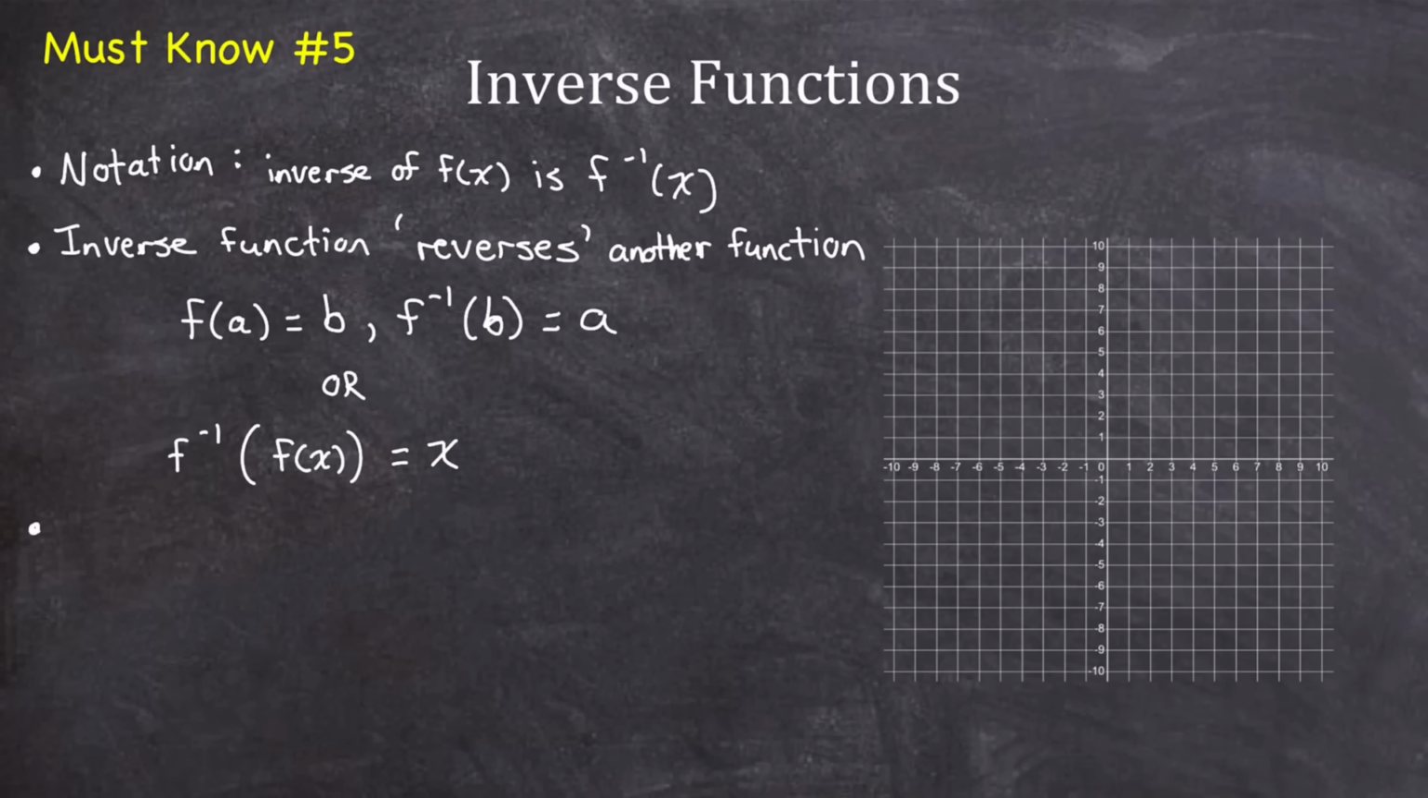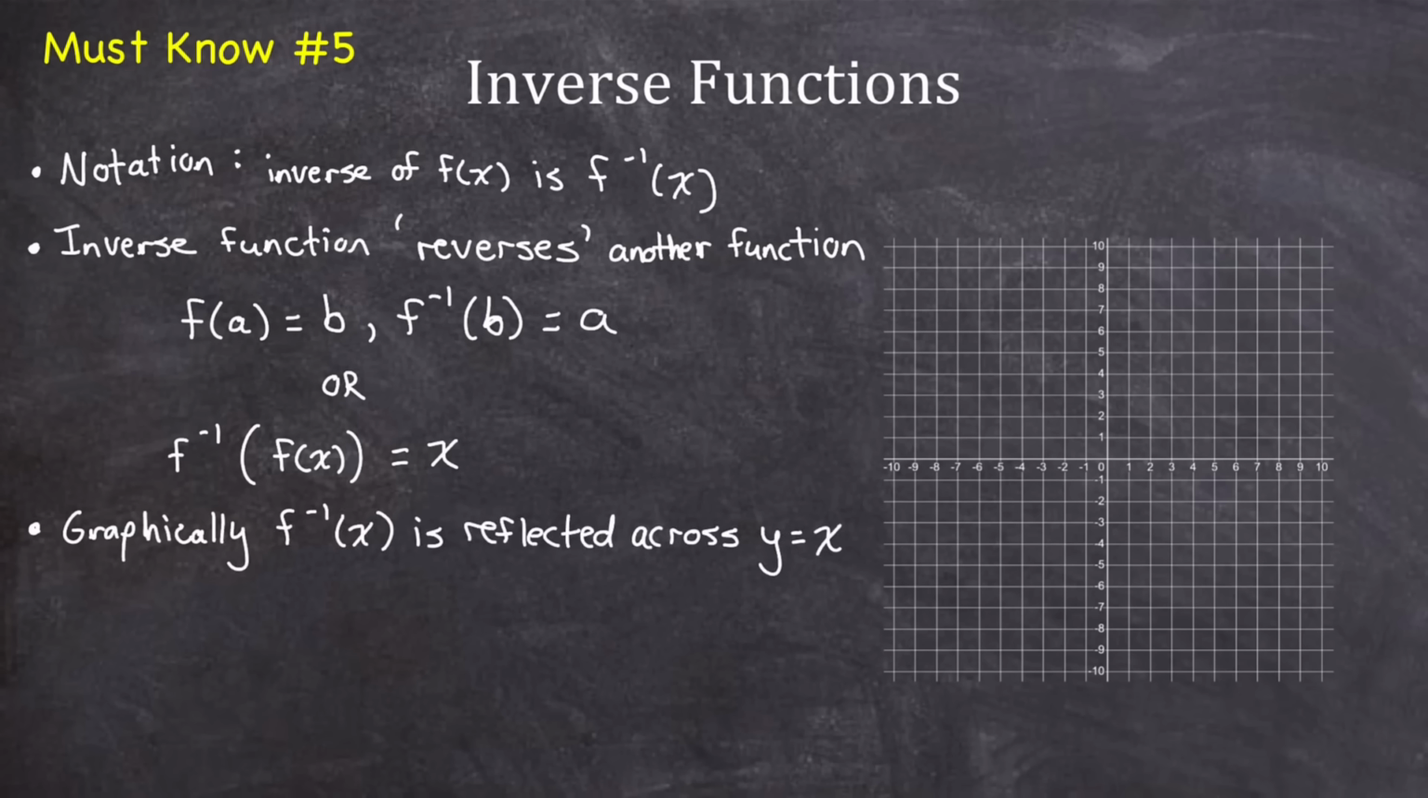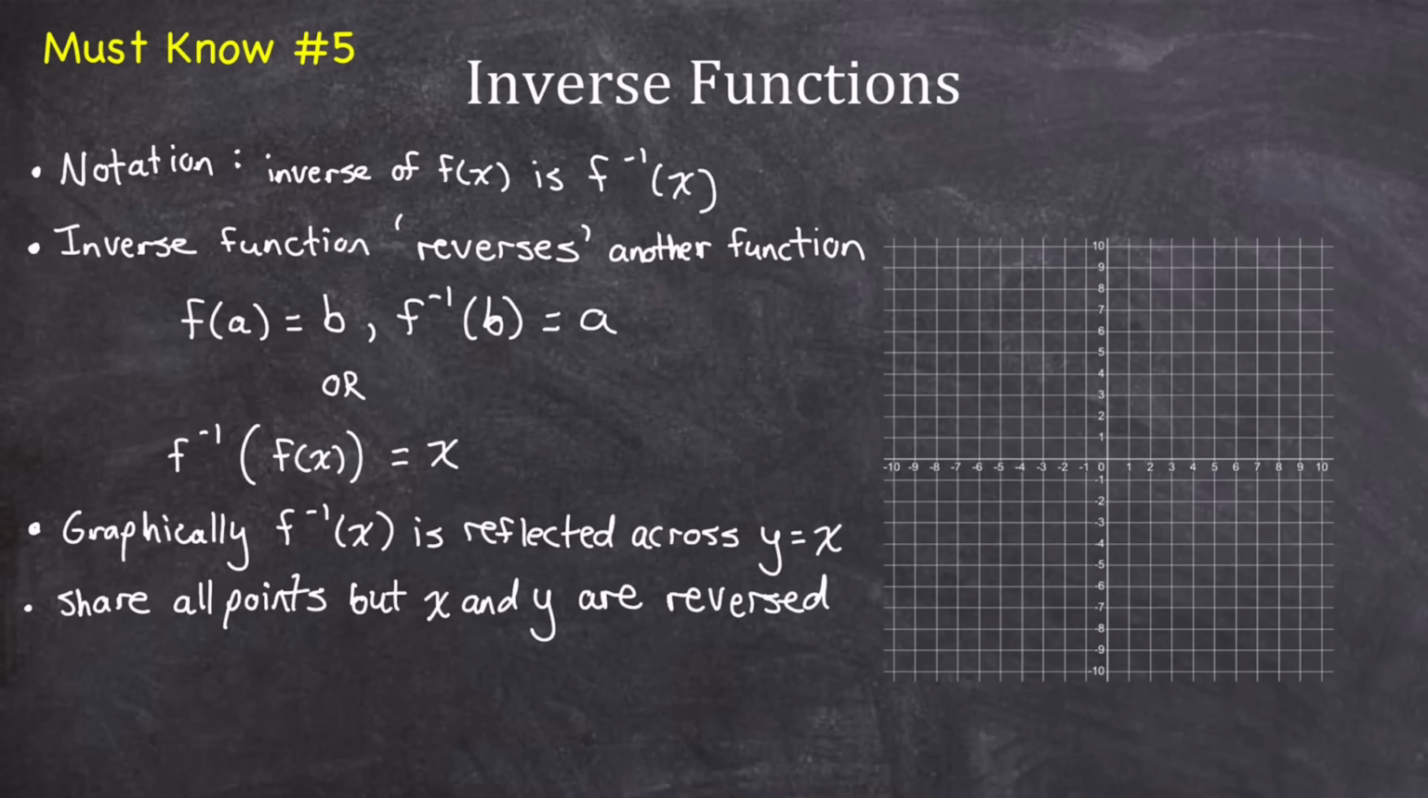And if we're to compare the graphs of f of x and the inverse of f of x, the inverse of f of x is just reflected across the line y equals x. And the graph of f of x and its inverse actually share all of the same points, but their x and y coordinates are reversed. And now let me demonstrate all of these properties to you with an example.